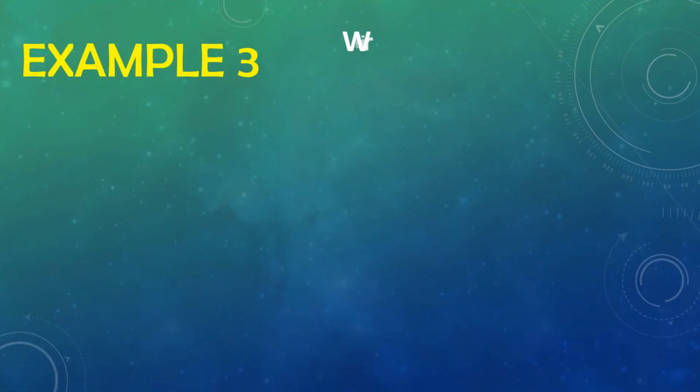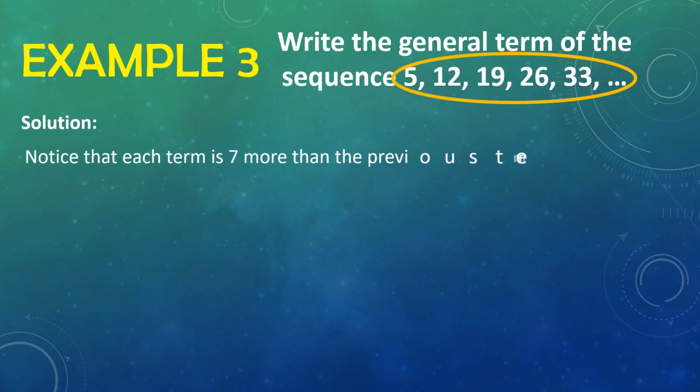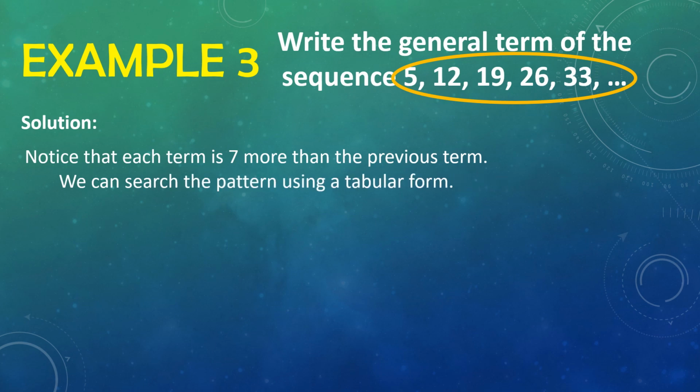Example number 3. Write the general term of the sequence 5, 12, 19, 26, 33, and so on. Before we proceed with our solution, kindly observe the given sequence. Okay, solution. Did you notice that each term is 7 more than the previous term? That's right. We can search the pattern using a tabular form. So let us create a tabular form.